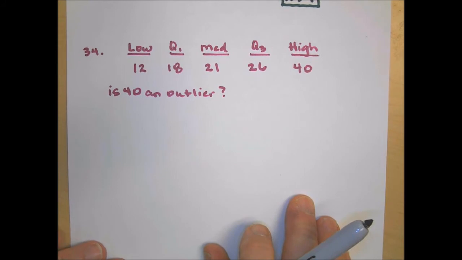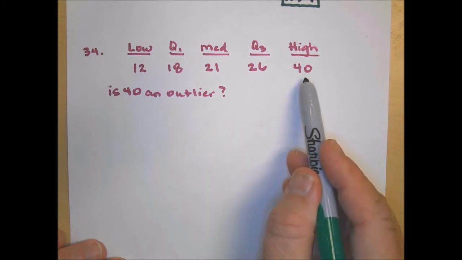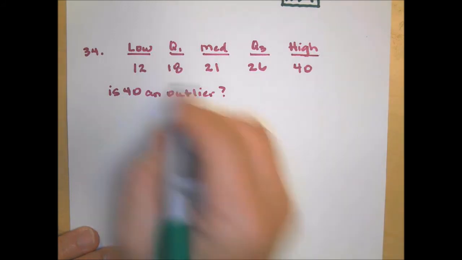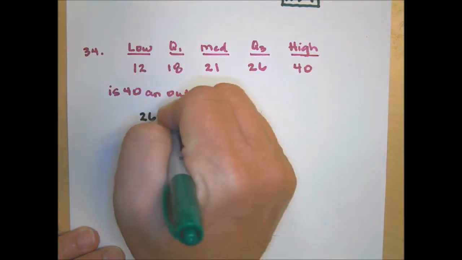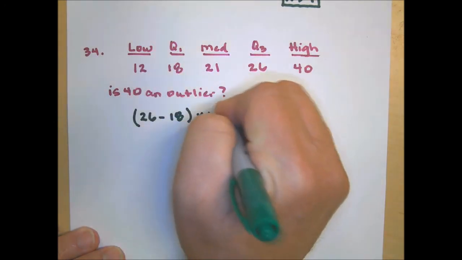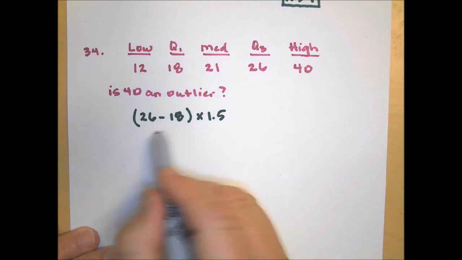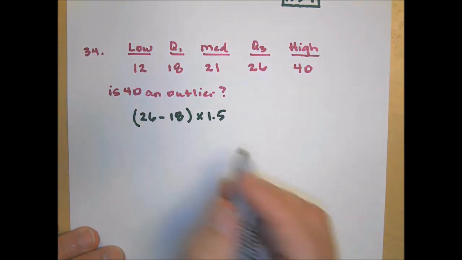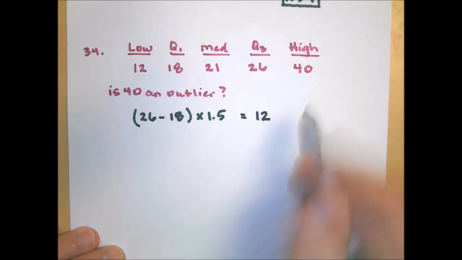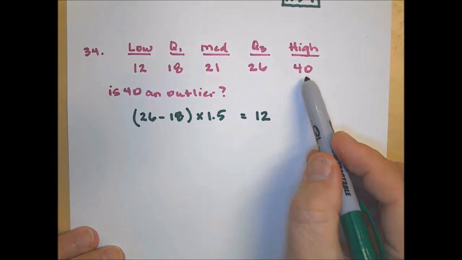Okay, problem number 34. Given a 5-number summary, is 40 an outlier? Should the number 40 be considered an outlier? Well, the only way we're going to know is check for outliers. We're going to take Q3 minus Q1, which is the interquartile range, and we need to multiply it by 1.5. So 26 minus 18 is 8 times 1.5, which equals 12.